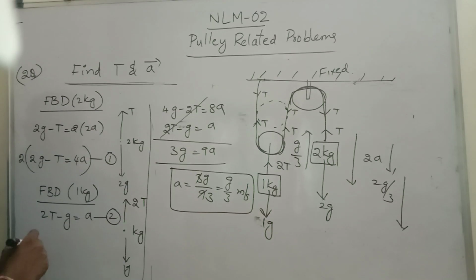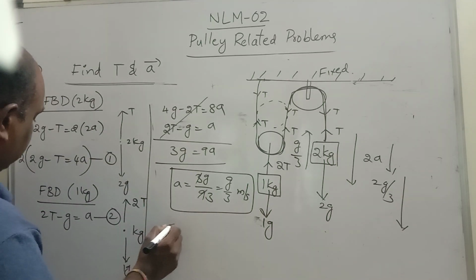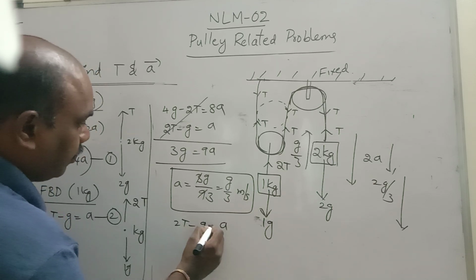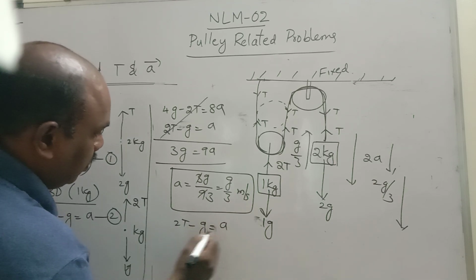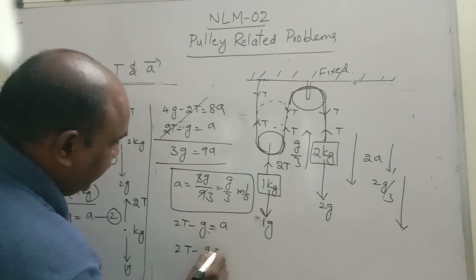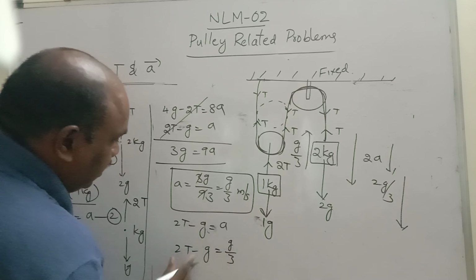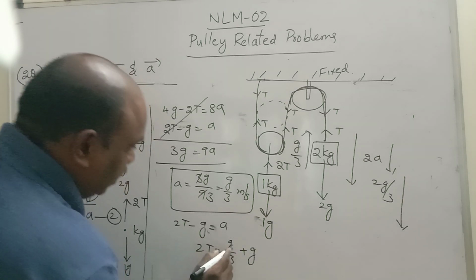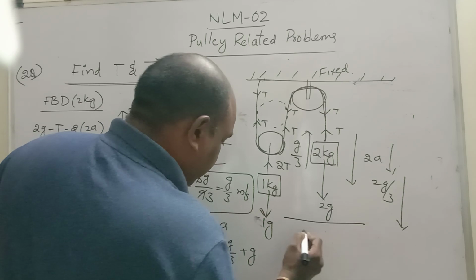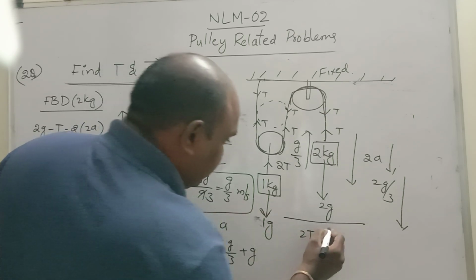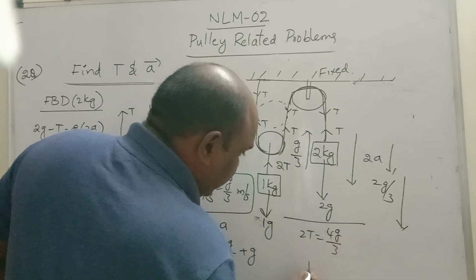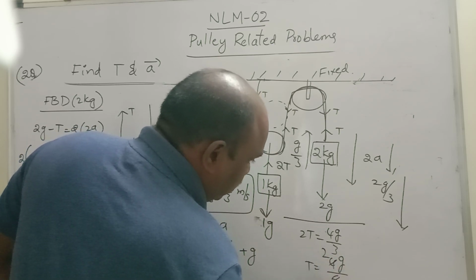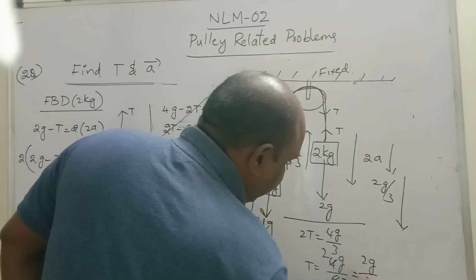Now we need the tension. Substitute, simple. Substitute into 2T minus g is equal to a, which is g by 3. This minus g comes to this side as plus g. 2T is equal to what? g by 3 plus g. From this, 2T is equal to g plus 3g, 4g by 3. T is equal to 4g by 6, 2 ones are 2, 2 threes are 6. So that means 2g by 3 Newton.